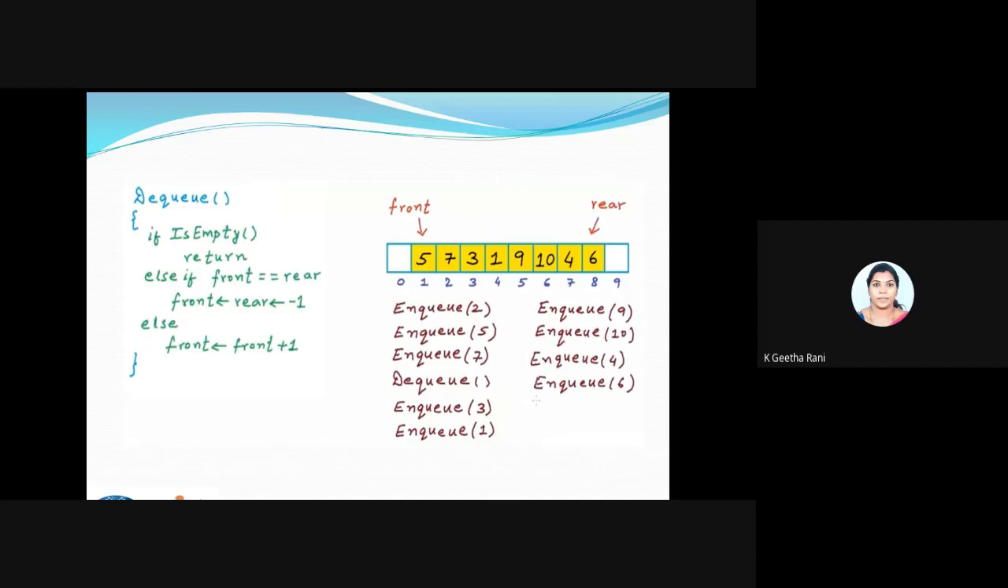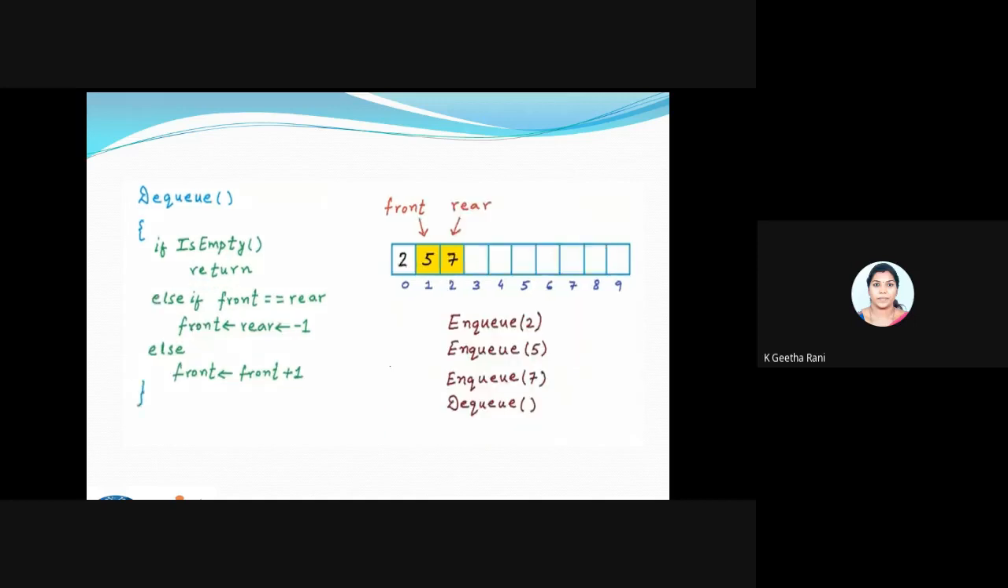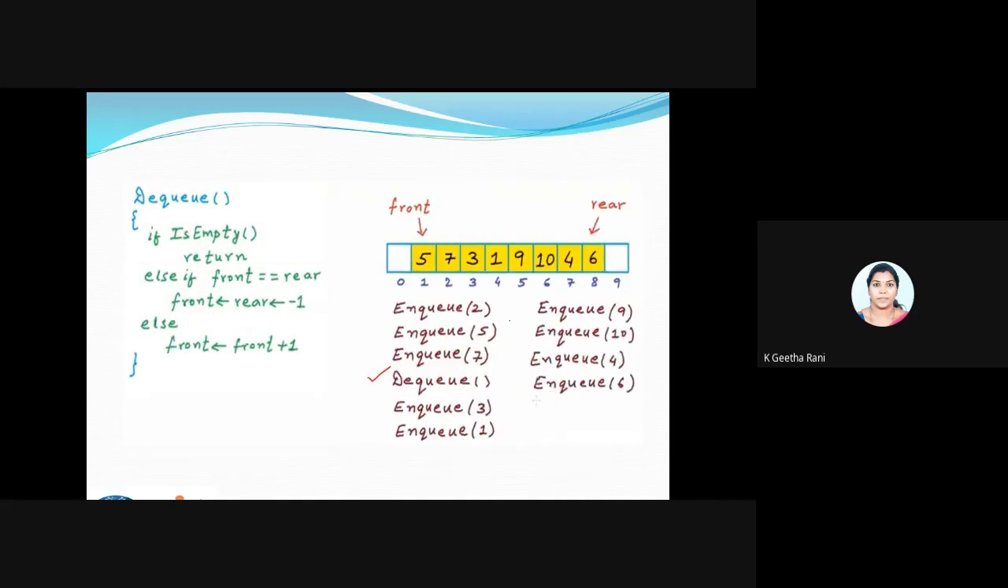Fine. So I'm trying more operations here. I'm making a concept to be clear. I'm just enqueuing and making a dequeue operation. So till this we have seen, right? Till dequeue we have seen. Fine. I'm trying to enqueue a 3. That is what happens here.